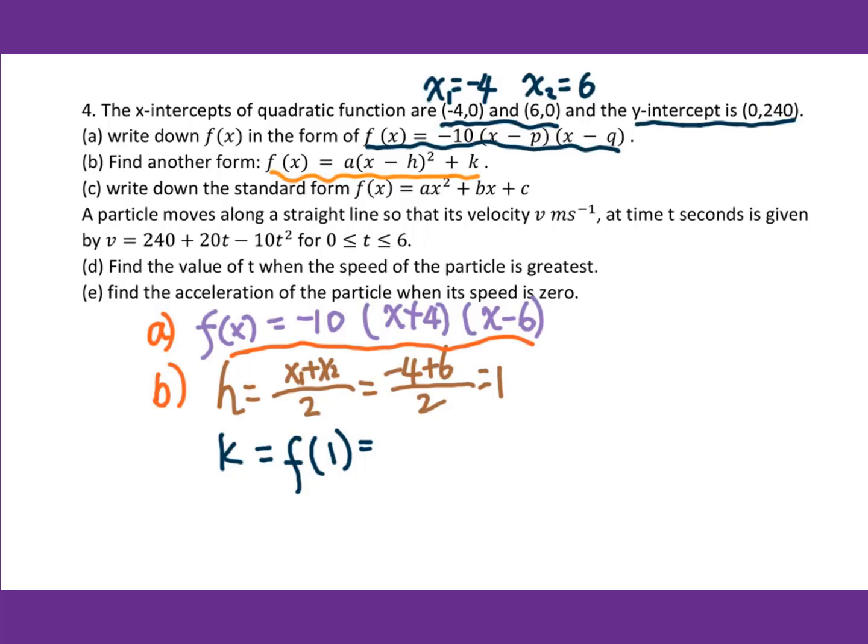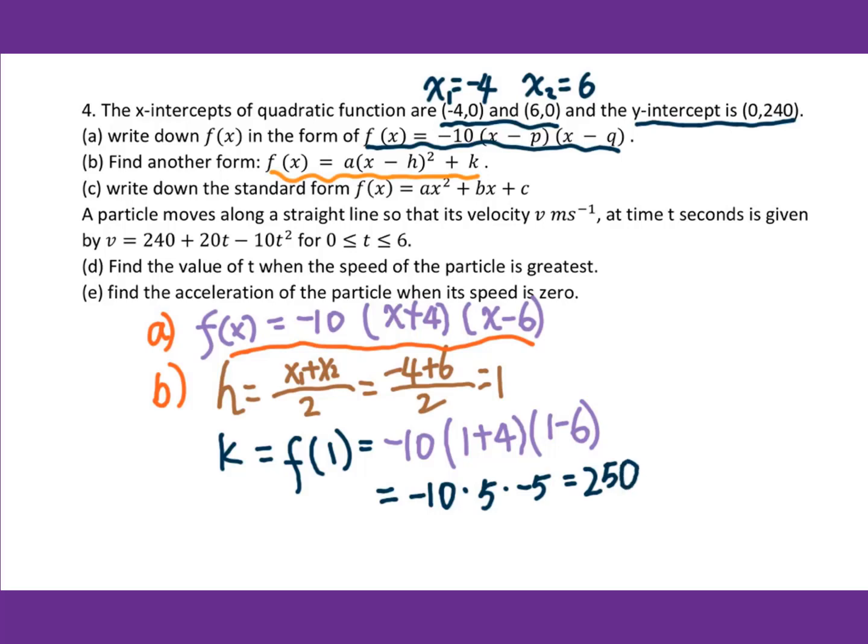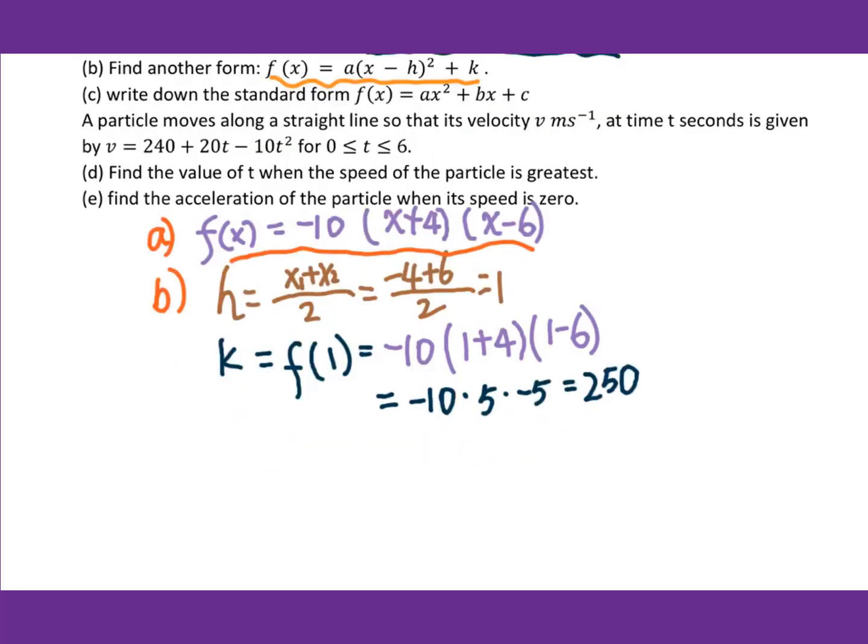Plug into this function. You will get negative 10 times (1 plus 4) times (1 minus 6). So we get negative 10 times 5 times negative 5. That is 250. Therefore, the vertex form, you will get y equals negative 10 times (x minus 1) squared plus 250.